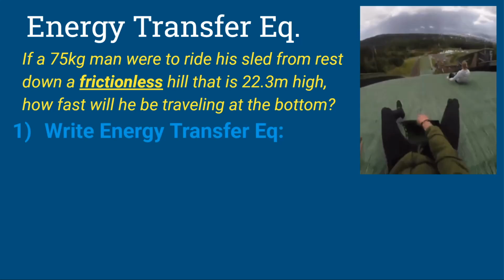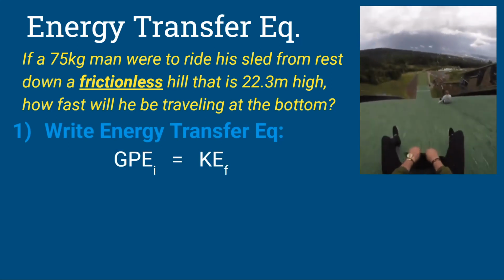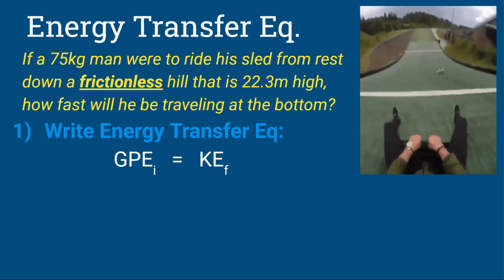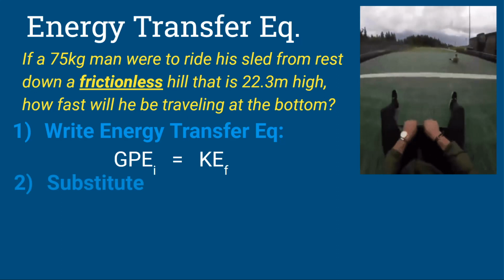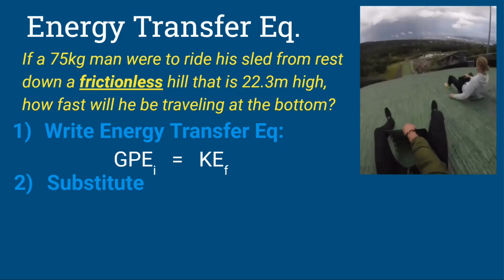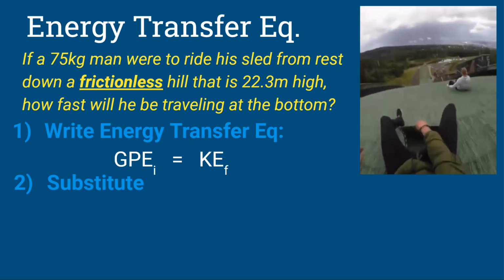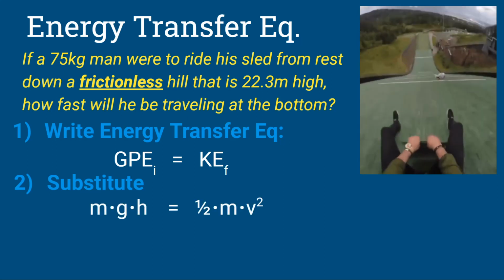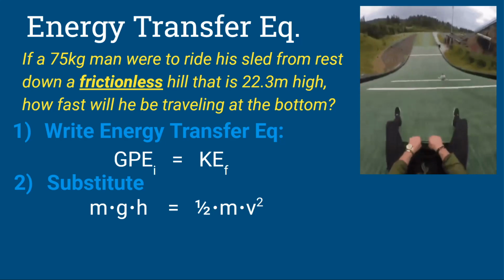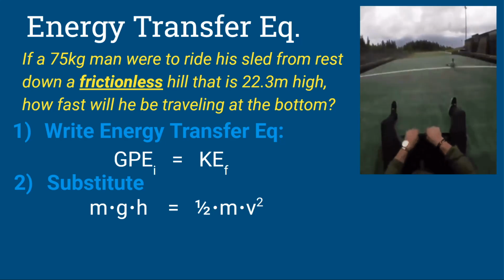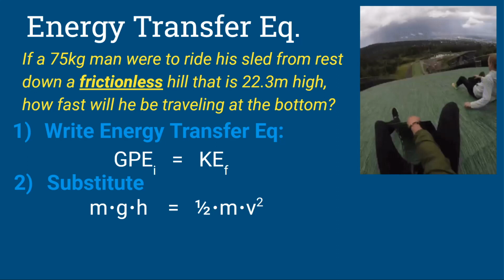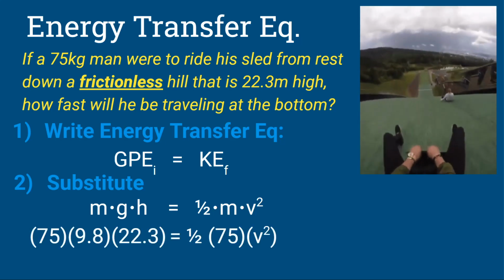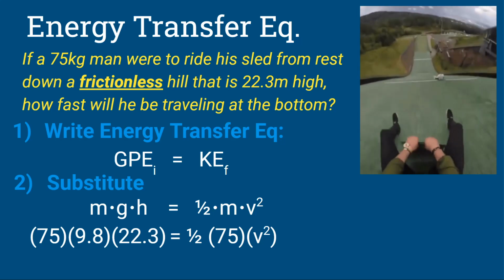We have our energy transfer equation. Our GPE initial equals our KE final. We're looking now at the one that asks how fast he's moving at the bottom of the hill. We can substitute in, because I don't have energies, I have masses and heights, and I don't have the velocity, but I have these variables. So I'm going to set it up like this. My GPE initial, so mgh, equals my KE final, so 1/2 mv squared. And now I'm going to put the numbers in. The mass is 75, gravitational acceleration is 9.8, the height of the hill is 22.3.